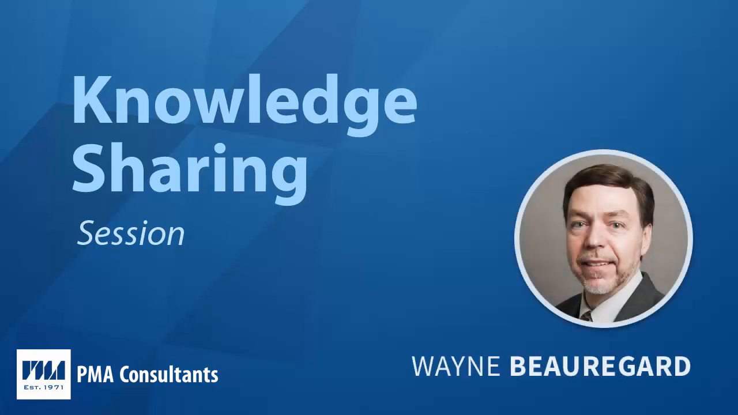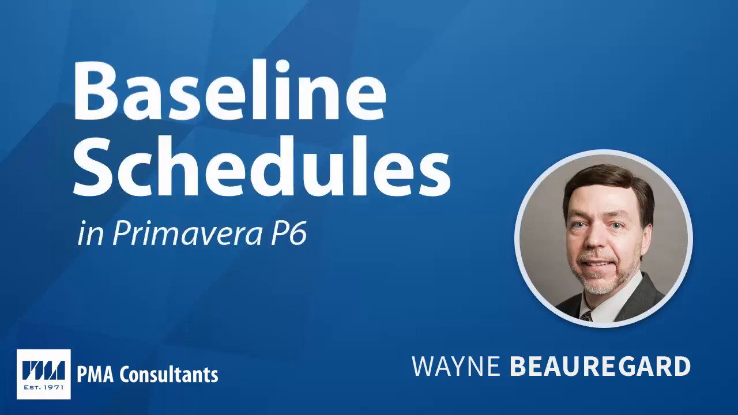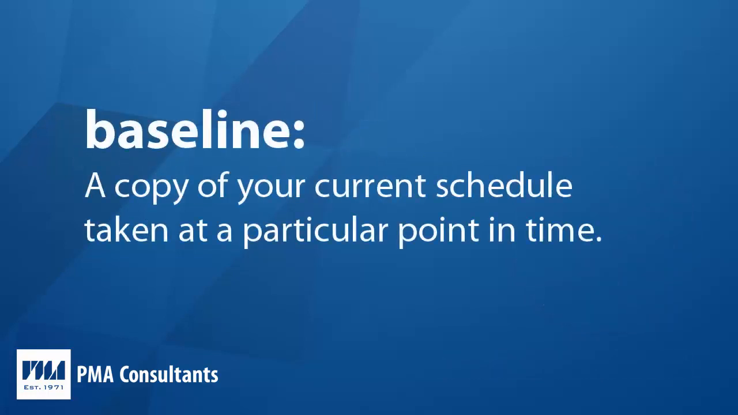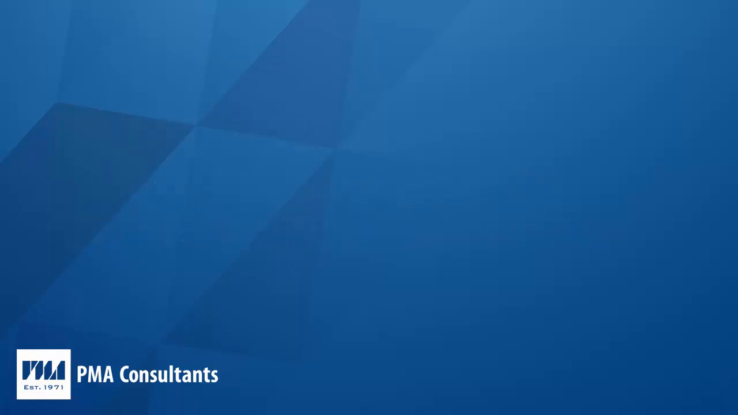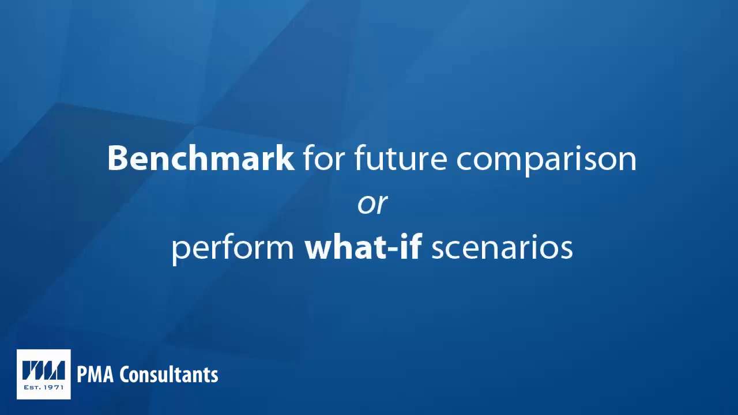My name is Wayne Beauregard, and today's topic is how to create, maintain, and assign baseline schedules in Primavera P6. For those not familiar with the term baseline schedules, it is simply a copy of your current schedule taken at a particular point in time. You typically create a baseline at the point during the project when you need a benchmark to compare future progress against or to perform what-if scenarios.